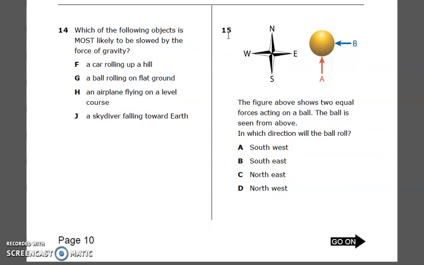Number 15. The figure above shows two equal forces acting on a ball. The ball is seen from above. In which direction will the ball roll? A, southwest. B, southeast. C, northeast, or D, northwest.